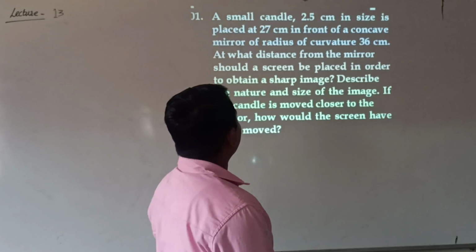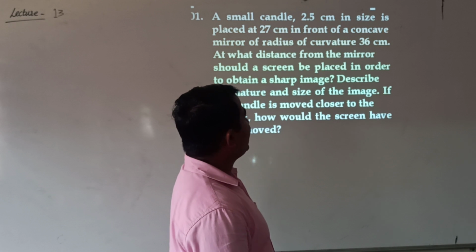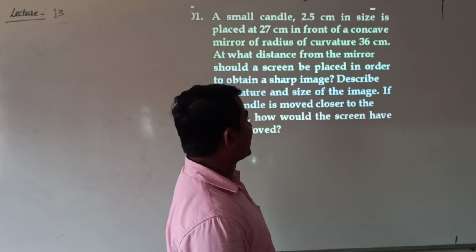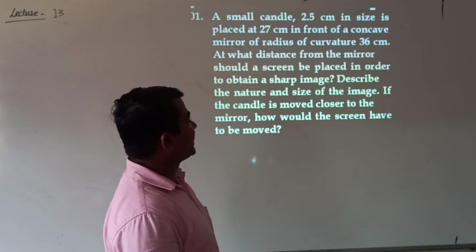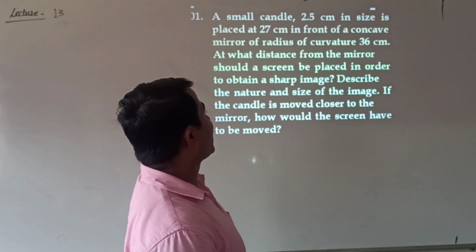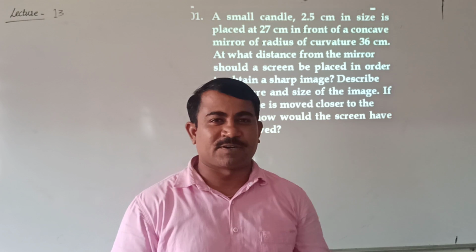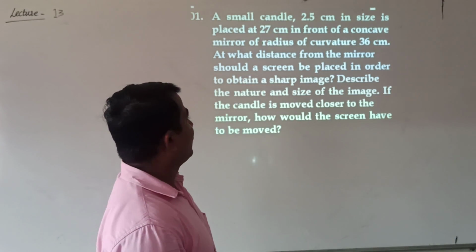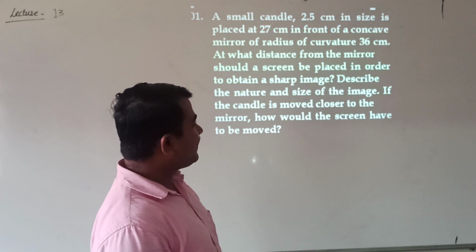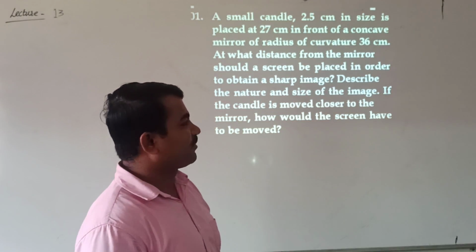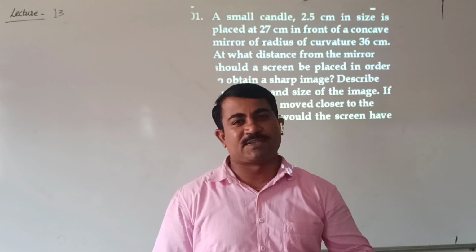A small candle 2.5 centimeter in size is placed at 27 centimeter in front of a concave mirror of radius of curvature 36 centimeter. At what distance from the mirror should a screen be placed in order to obtain a sharp image? Initially we will see this only.